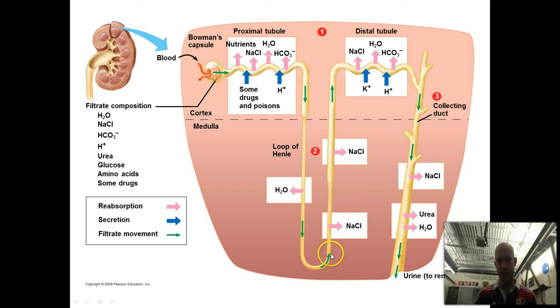You'll notice that in the ascending limb of the loop of Henle, salt is being pumped out, and that salt is causing the water in the descending limb to also move out. Okay, so this will be active transport right here, and then the water follows it by osmosis. Then we have more selective reabsorption in the distal tubule and excretion of waste before the urine passes into the collecting duct. So we've collected back in a large number of the things like the amino acids.